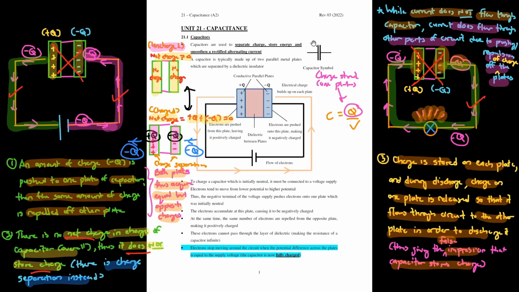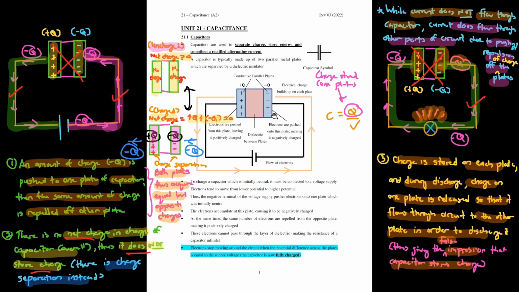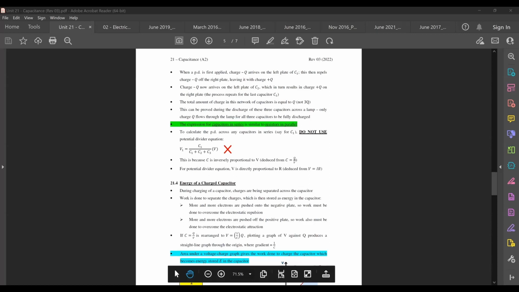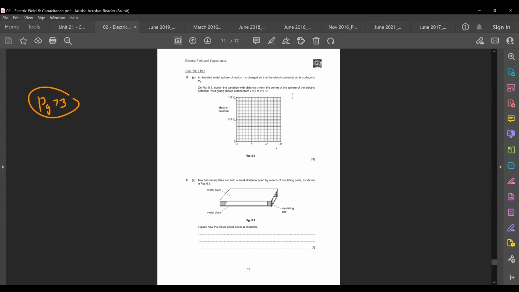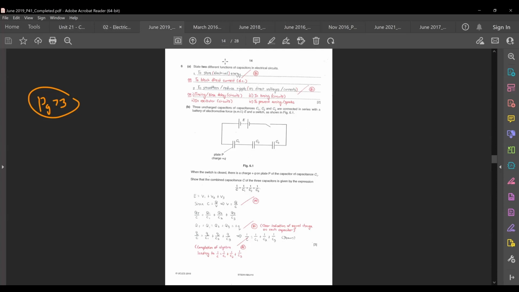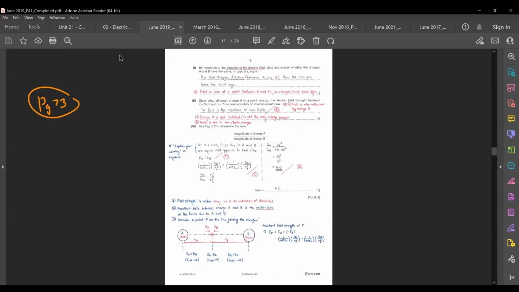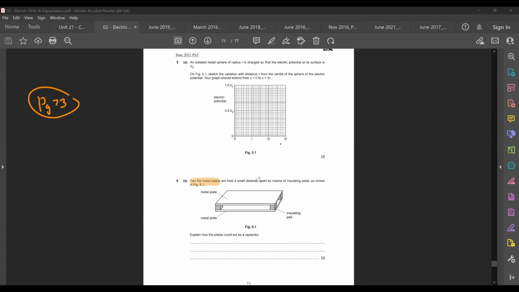All right, so maybe we just do some questions so that whatever we discuss is easier to digest. Okay, you guys can have a look at page 73 first. Yeah, we'll just do the short explanation question at the beginning. We can't do the calculation first because this one is a bit more difficult than the usual question. Right, so if you look at that particular question on page 73, two flat metal plates are held a small distance apart by means of insulating pads as shown in this figure. Explain how the plates could act as a capacitor. Okay, so that's what they want you to do.